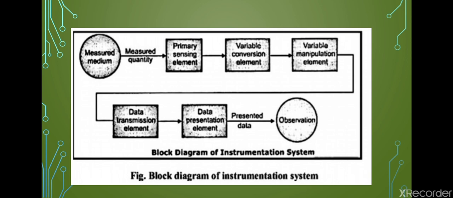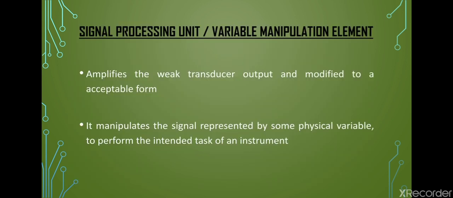The variable manipulation unit manipulates the signal represented by some physical variable to perform the intended task of an instrument. The physical nature of the signal is preserved in the manipulation process.